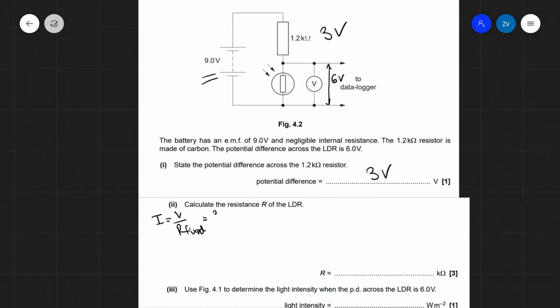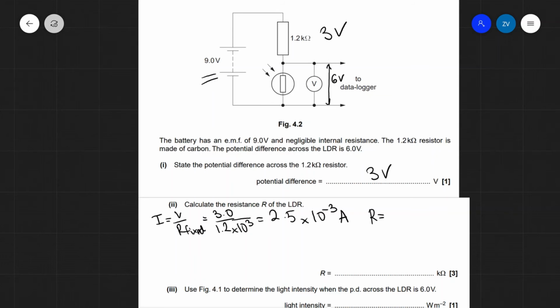Okay, so the PD is 3 volts and our resistance is 1.2 kilo ohm, so that's 1200 or 1.2 times 10 to the power of 3. To divide those, we're going to get 2.5 times 10 to the power of minus 3 amps. Now, once we have the current in the circuit, because we have the potential difference across the LDR, this means that we can very easily calculate the resistance across the LDR.